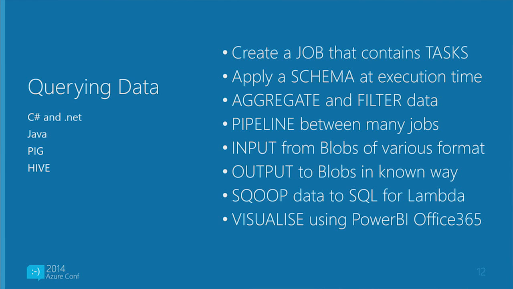We can apply a schema at execution time, so we're not bounded in the same way that we are with a SQL relational database. We can aggregate data that we have, we can filter it, we can pipeline data from job to job, storing intermediate outputs and then ingesting those intermediate outputs within the next MapReduce job. We can input from a variety of formats, we can output to blob storage. We've even got a tool within the Hadoop ecosystem which can take the data that our Hadoop job has done, and it can push it directly into SQL. And this tool is called Sqoop.